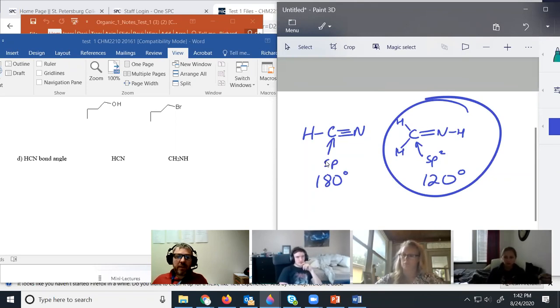Now, let's say it was asking about bond length, then it would be the opposite. SP would be shorter, and the SP2 would be longer. So you've got to be very careful to make sure you read that question properly. It's either going to be about angle or length, one of the two. And you've got to make sure you're answering the correct one. Does anybody have any questions?